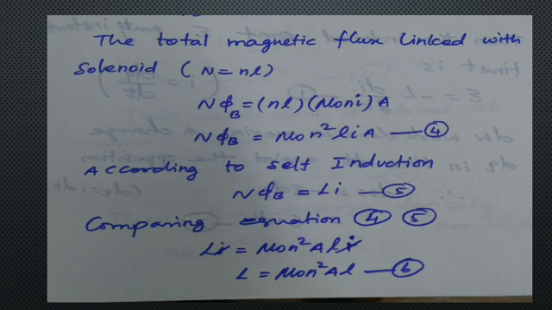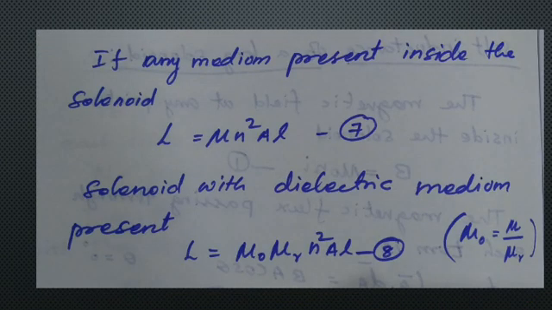And in continuation, suppose any medium is present inside the solenoid, what is the self-inductance? L is equal to mu, the permeability of the medium. Instead of mu naught I am substituting mu here. Therefore L is equal to mu n square A into L. This is equation number 7.